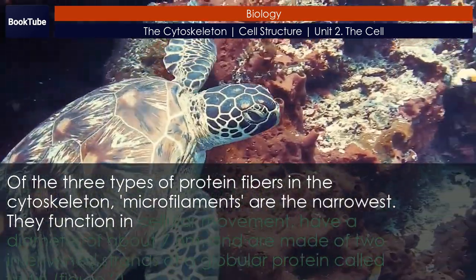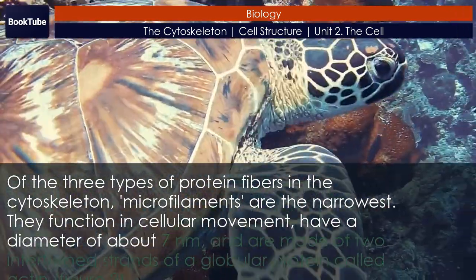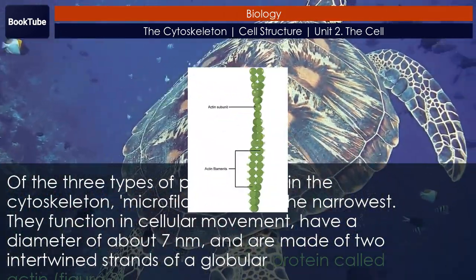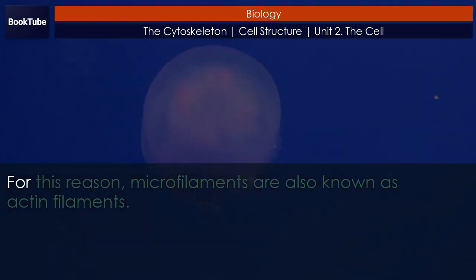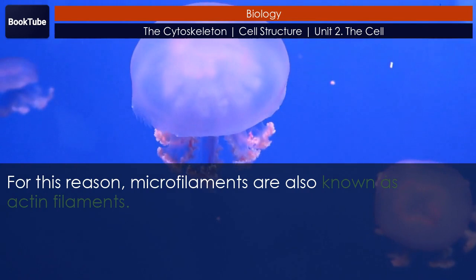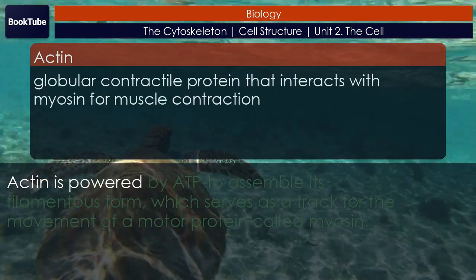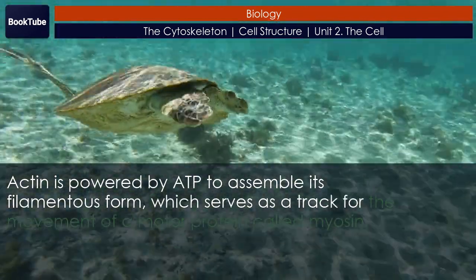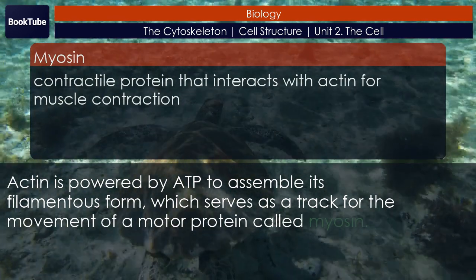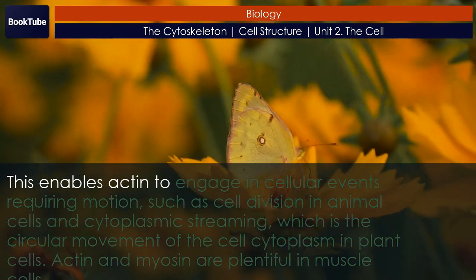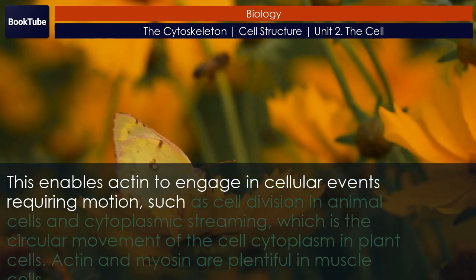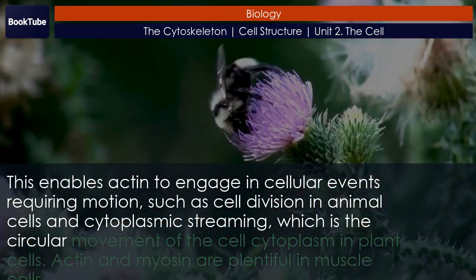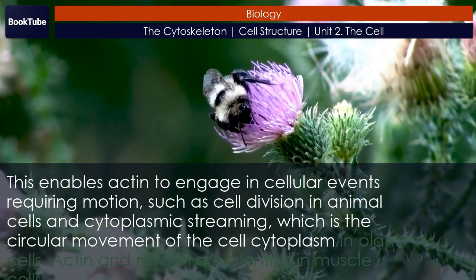They function in cellular movement, have a diameter of about 7 nanometers, and are made of two intertwined strands of a globular protein called actin. Figure 2. For this reason, microfilaments are also known as actin filaments. Actin is powered by ATP to assemble its filamentous form, which serves as a track for the movement of a motor protein called myosin. This enables actin to engage in cellular events requiring motion, such as cell division in animal cells and cytoplasmic streaming, which is the circular movement of the cell cytoplasm in plant cells.